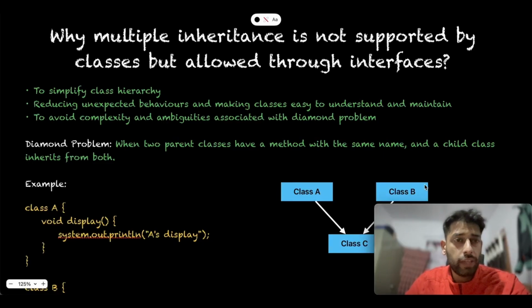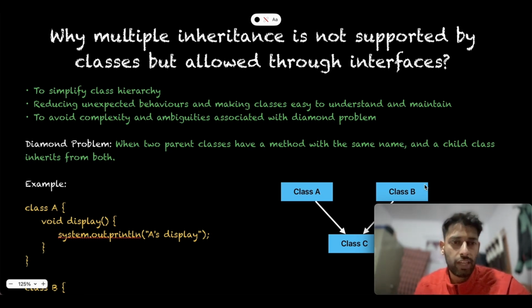Hello guys, so today we are going to learn about why multiple inheritance is not supported by the classes in Java but is allowed through the interfaces. And the reason behind that is just to simplify the class hierarchy in Java, to reduce unexpected behaviors, and to make the classes easy to understand and maintain.